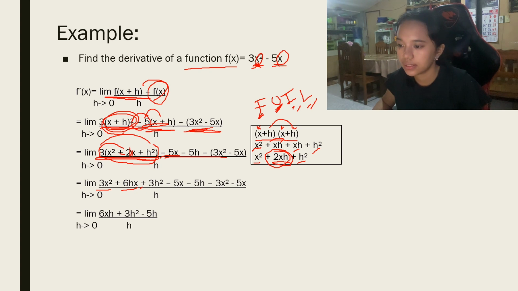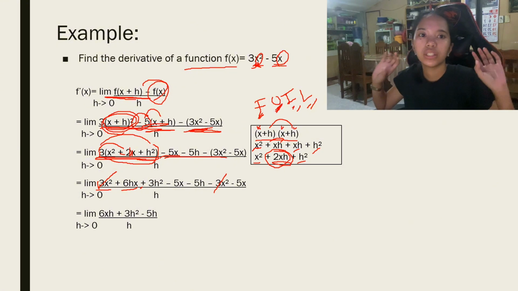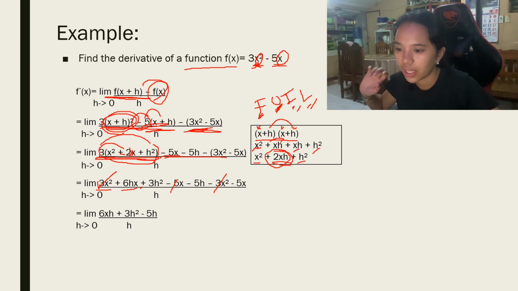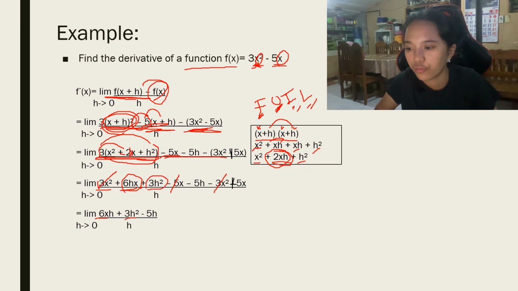So, next is canceling out some of this kasi hindi natin kailangan. So, cancel out yung mga magkapareha, which is 3x squared, negative 3x squared, negative plus positive 3x squared is 0. And the same goes with the negative 5x and the positive 5x. So, yung natira na lang is itong 6hx, 3h squared, and 5h.